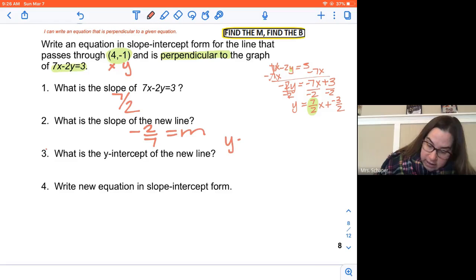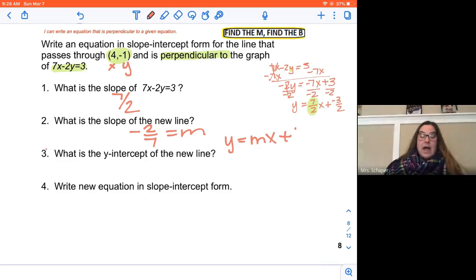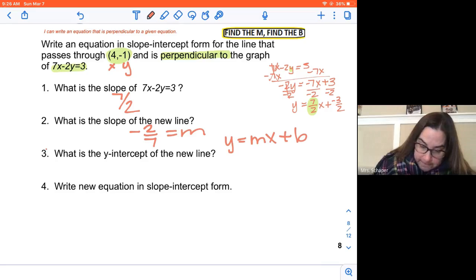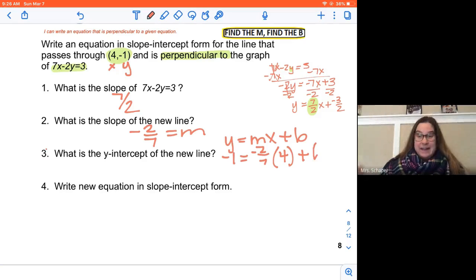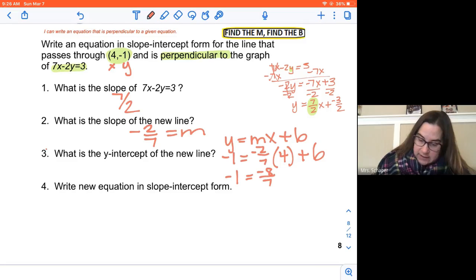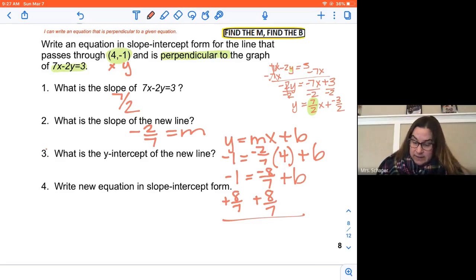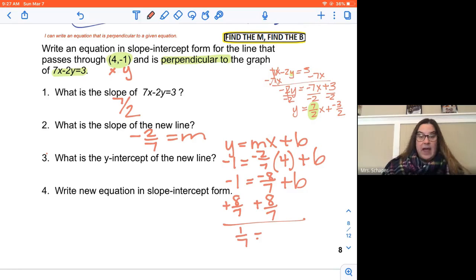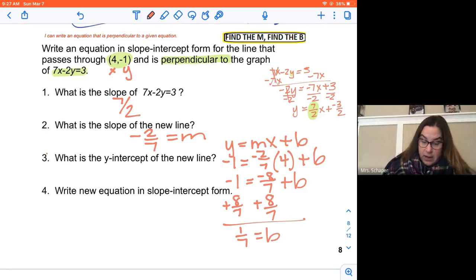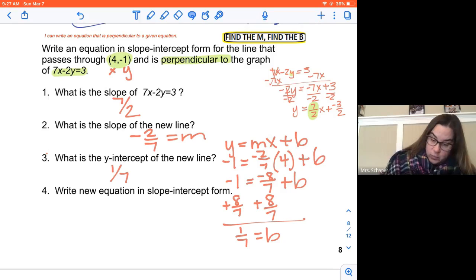So I start with y equals mx plus b. I know the y, I know the m, and I know the x. So my y is -1, my m is -2/7, and my x is 4, and I need to solve for b. So what I have is -1 equals -8/7 plus b. I'm going to add 8/7 to both sides. And -1 plus 8/7 is 1/7. And that equals b. So the y-intercept of the new line is 1/7.